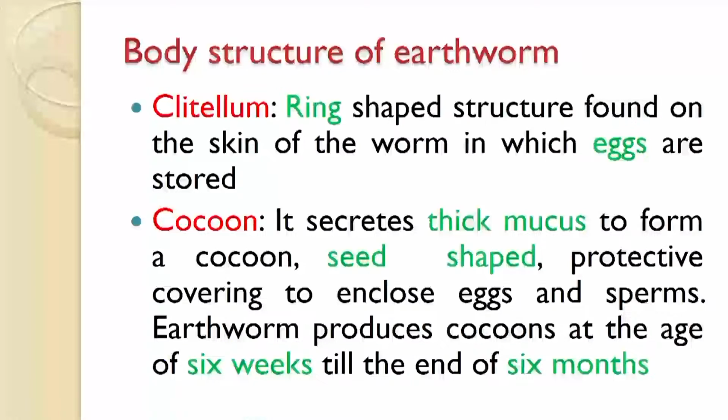Second is the cocoon. The earthworm secretes thick mucus to form a cocoon. Their cocoons are generally seed shaped, and act as a covering to enclose their eggs as well as sperms. An earthworm produces cocoons from the age of 6 weeks to the end of 6 months. Particularly, the cocoon producing ability of earthworms is helpful for vermicomposting.